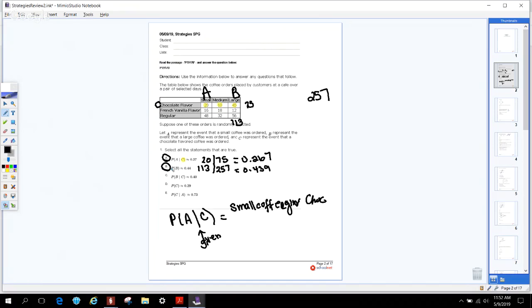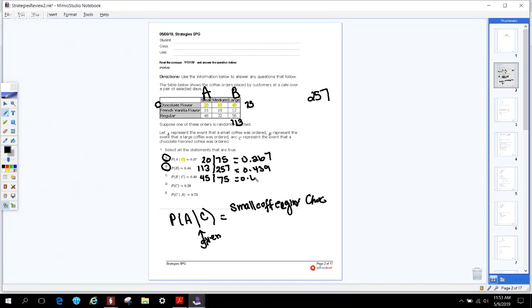Then we have B given C. Because it says given C, I only care about the B's in that column. So there's 45 people who drank the chocolate flavor. So I'm going to do 45 divided by 75. Remember, if you see the given line, your denominator is going to be how many total people are in that condition. The first question that says on the blueprint is this is what you're going to get. When we do 45 divided by 75, we get 0.6.